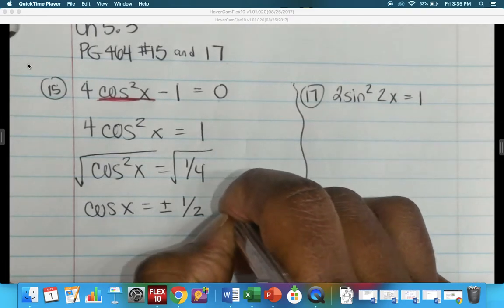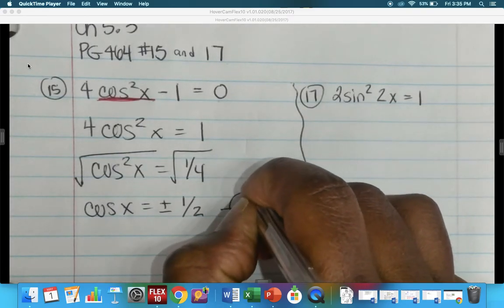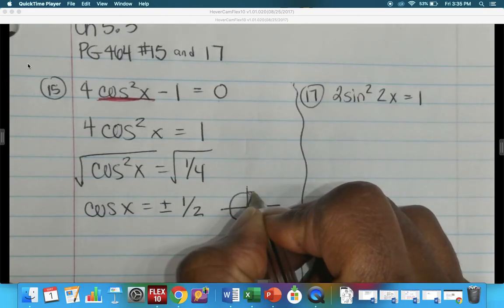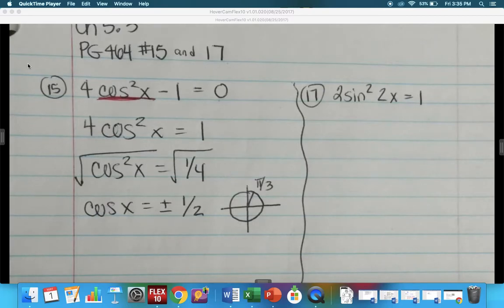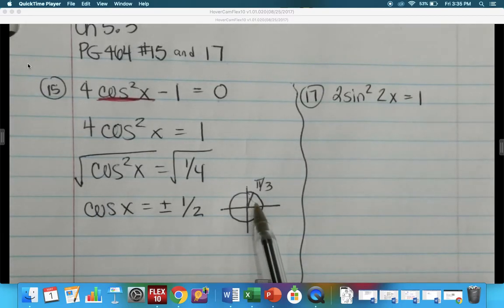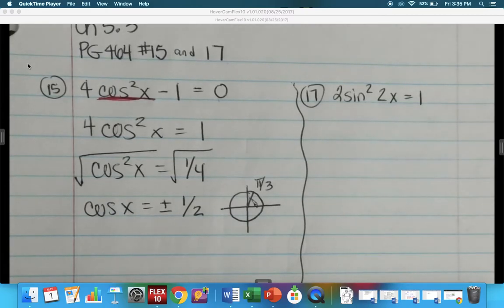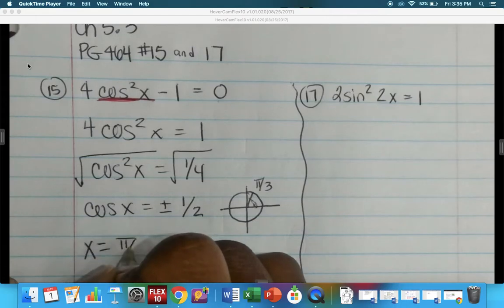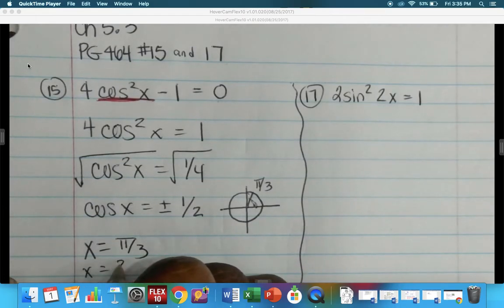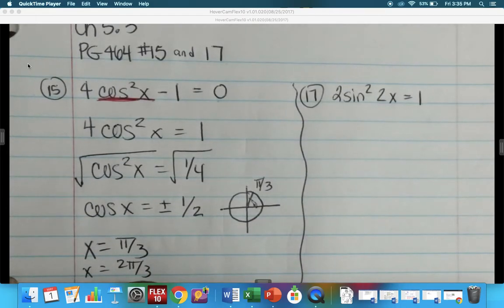So if I go to my unit circle, I can say, oh, cosine is 1/2 here at 60 degrees, so pi over 3, and all the other pi over 3's, right? Anytime I'm 60 degrees above the x-axis or below the x-axis, cosine is going to be positive or negative 1/2. So we'll say that x is pi over 3. Another one will be 2 pi over 3. A third one would be 4 pi over 3. And then lastly, 5 pi over 3.